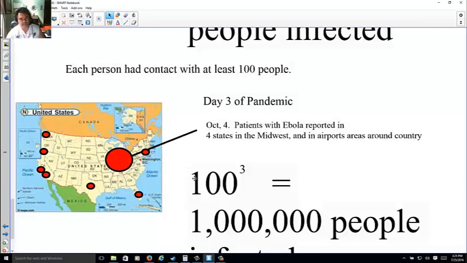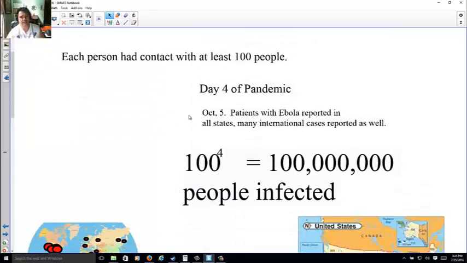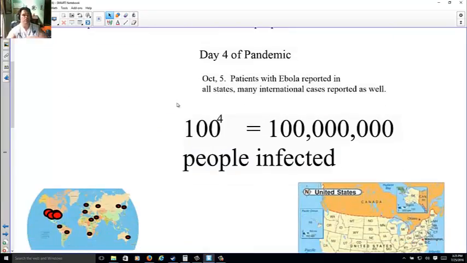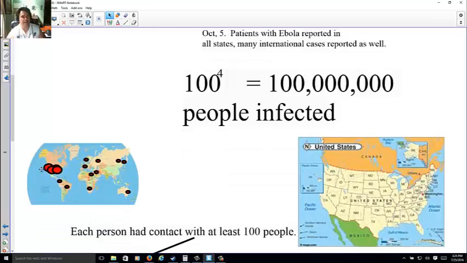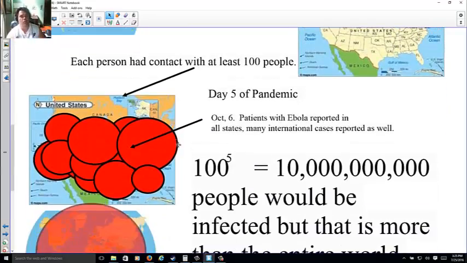So by day 3, 72 hours after person 1 has been infected and not treated, or the doctors haven't been called, if we didn't know anything about Ebola, this would be the problem. And by day 4, you're going to have an even larger circle. You might have it go worldwide, in different spots, because people, again, are flying. The entire country might be basically consumed. And by day 5, you might have giant circles all over, showing overlap of people traveling here and there. 100 to the 5th power is 10 billion people, which is more than the entire population of the Earth.